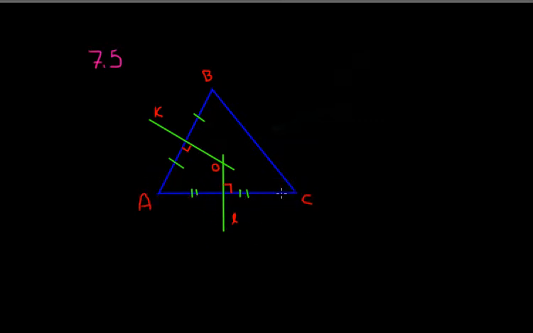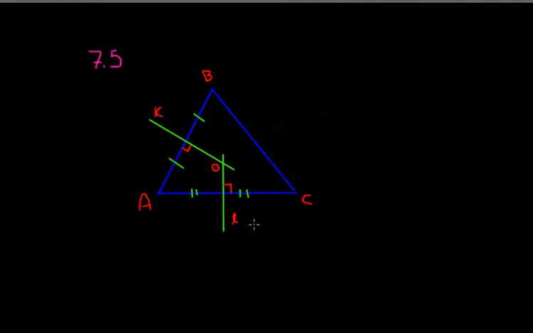Now it says in A, from what 2 points must every point on K be equidistant? Since we know that the perpendicular bisector of a line is all the points that are equidistant from each endpoint, K is all the points equidistant from A and B, and line L is all the points that are equidistant from points A and C.